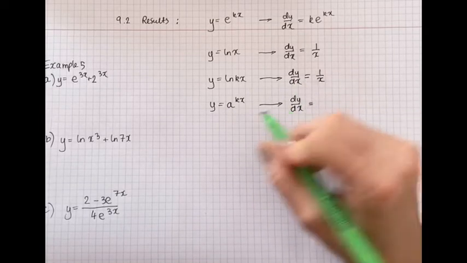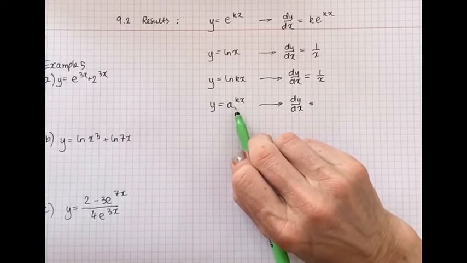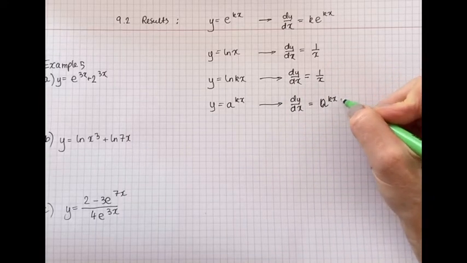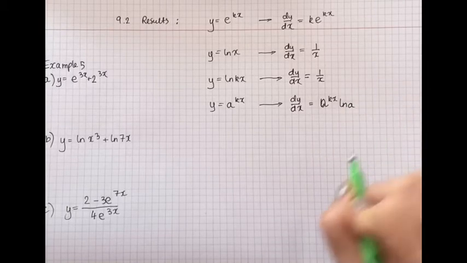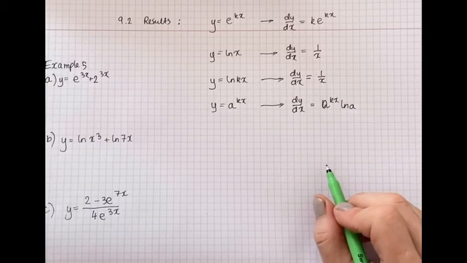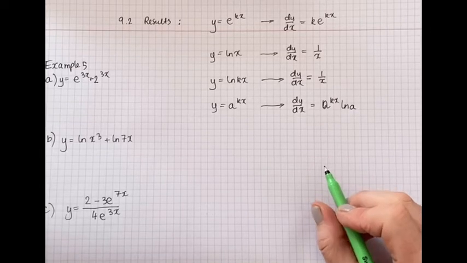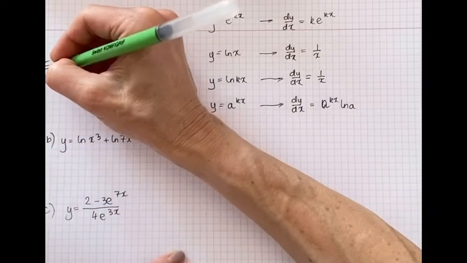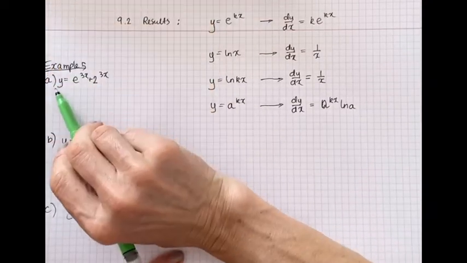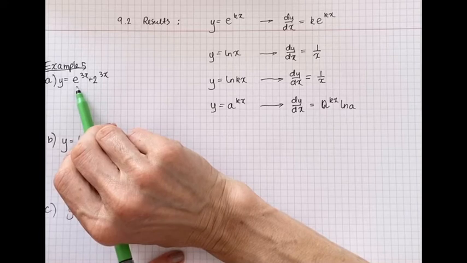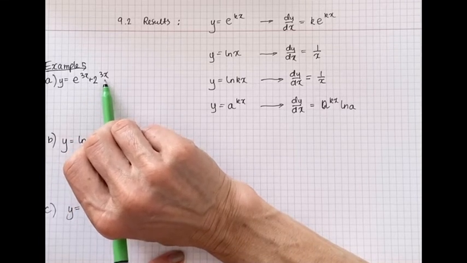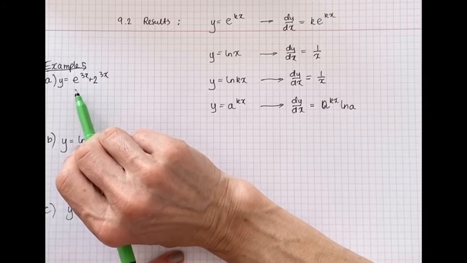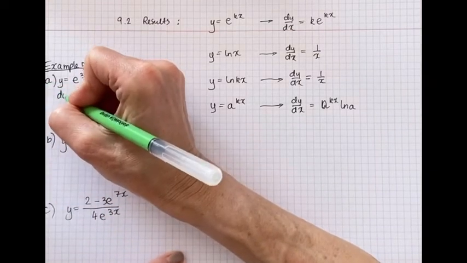And we've proven this result. a to the power of kx goes to itself, but it's multiplied by ln a, so we tend to put a to the power of kx and then times ln a. So these are the results that you should put on your flashcards, something you need to memorize. Okay, so we're going to use these in our example 5. If y is equal to e to the power of 3x plus 2 to the power of 3x, what I have over here is the result from last year to begin with.